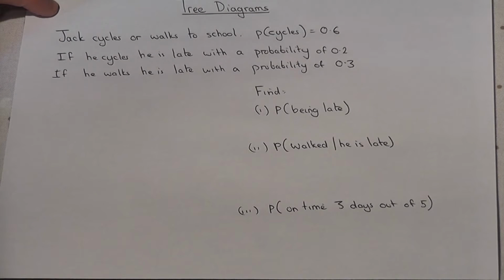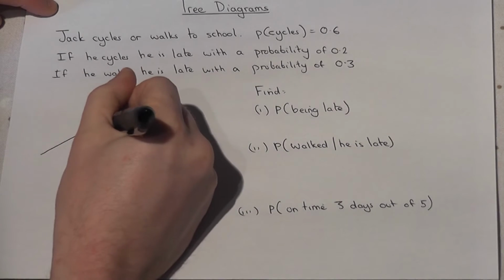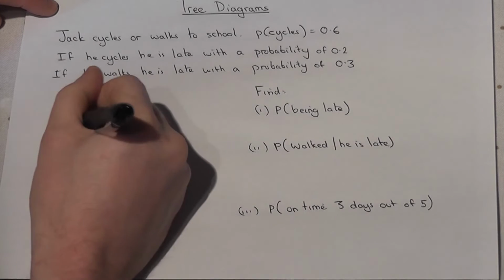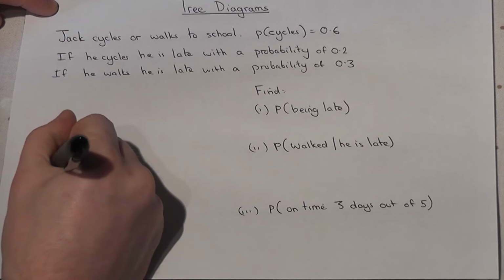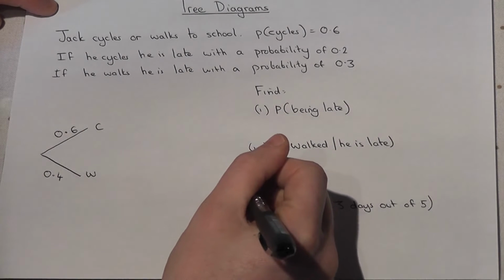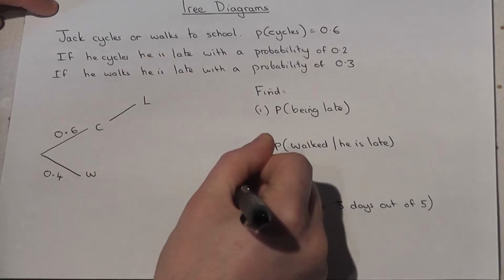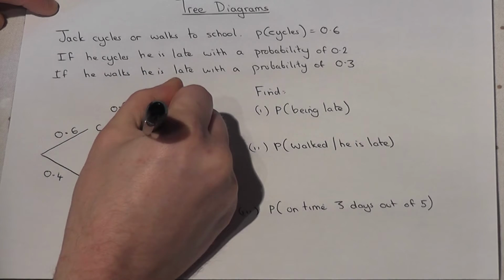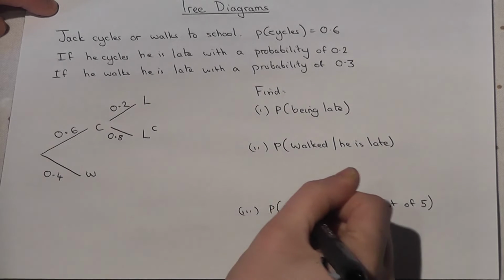This video looks at tree diagrams, and in this situation, Jack cycles or walks to school. We know that the chance he cycles is 0.6. Now, because there are just two options, the chance he walks is 0.4. If he cycles, the chance he is late is 0.2, so the chance he is not late, or late complement, must be 0.8.